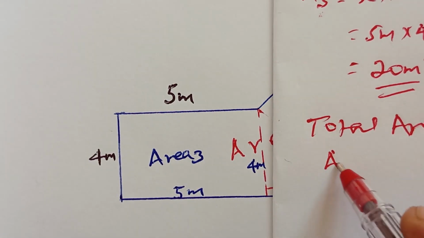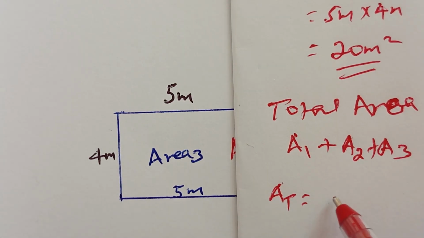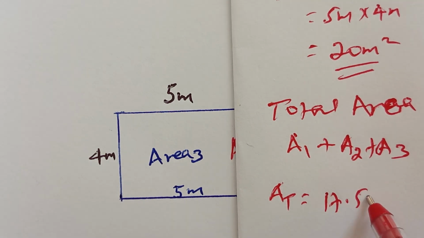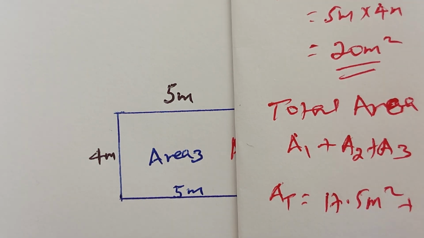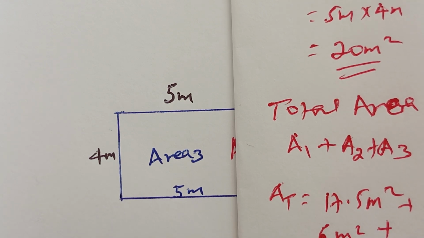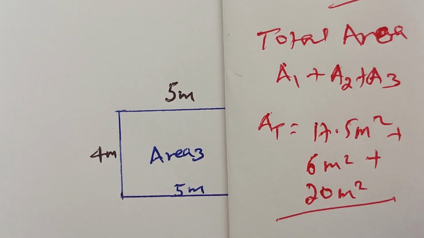Total area is area 1 plus area 2 plus area 3. In total, this is equal to area 1, 17.5 meter square, plus area 2, 6 meter square, plus area 3, 20 meter square. So this is the total area.